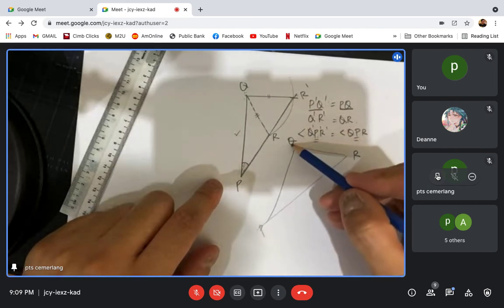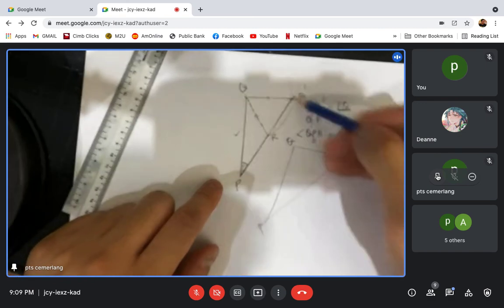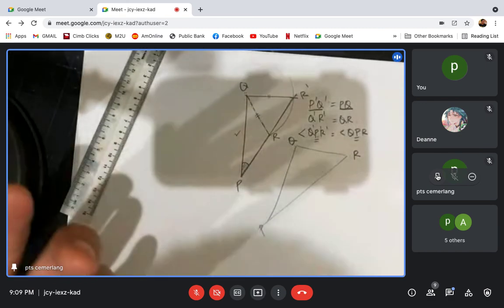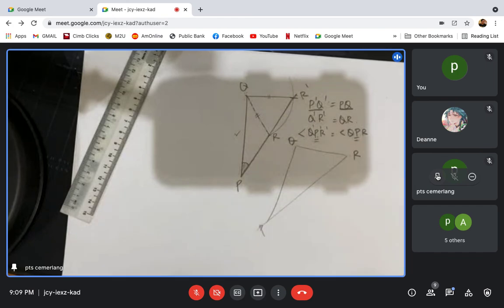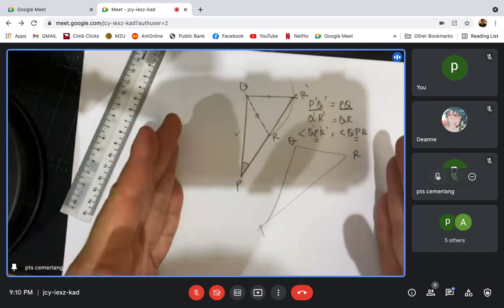As long as the teacher can see your QR, that it sticks out. I can see like this. That's fine already. This is called sketching. You don't have to follow the real scale. Is this clear with you?